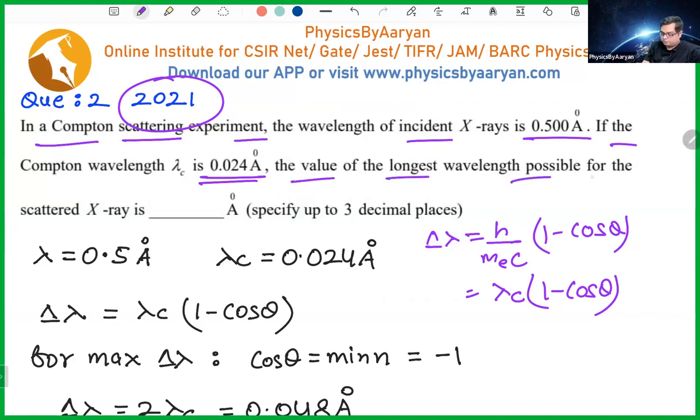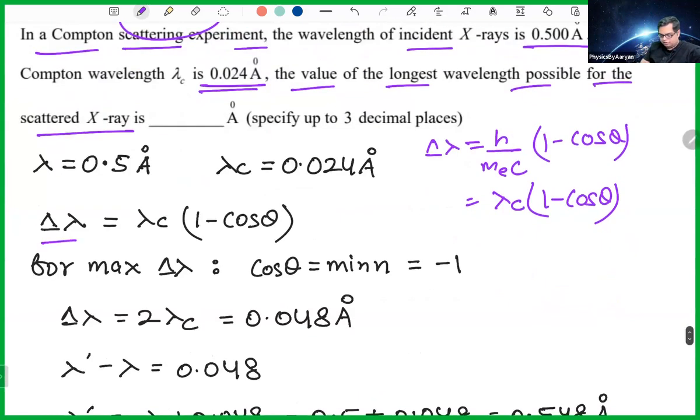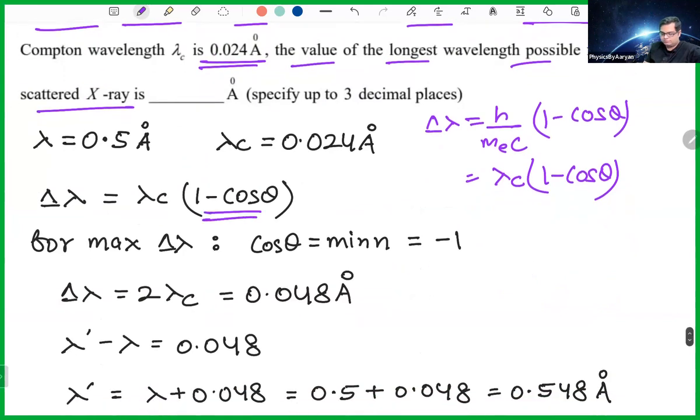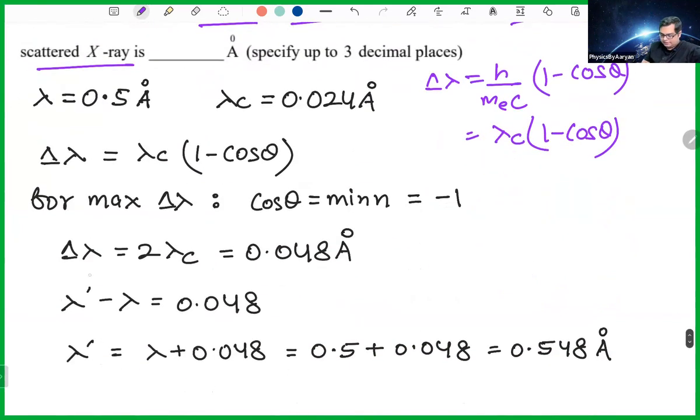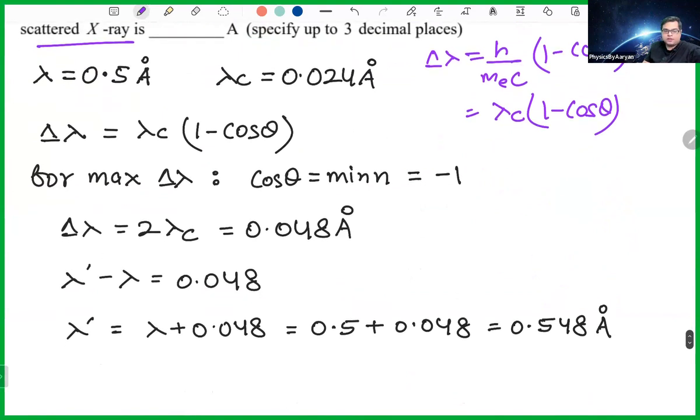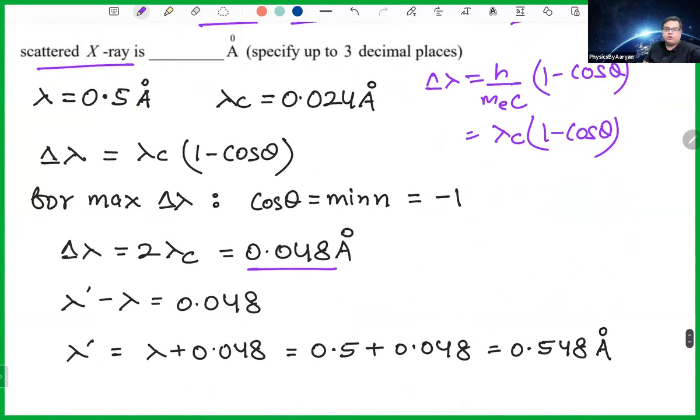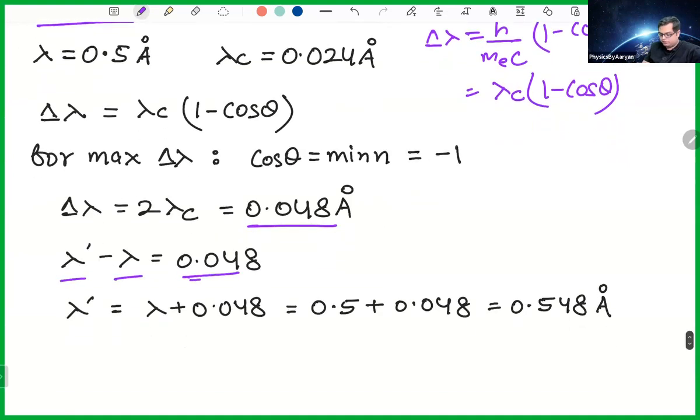The question asks the value of the longest wavelength possible for the scattered photon. So what is the maximum possible wavelength? As I said, the wavelength changes. So then delta lambda is equal to lambda c into 1 minus cos theta. If I want this to be maximum, I want cos theta to be minimum. So cos theta minimum is -1. So this entire thing becomes 2. So my delta lambda is equal to 2 lambda c. 2 lambda c basically means 0.048. And delta lambda can be written as lambda dash minus lambda. So lambda dash minus lambda is equal to 0.048.